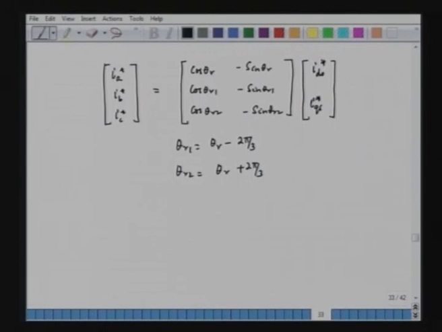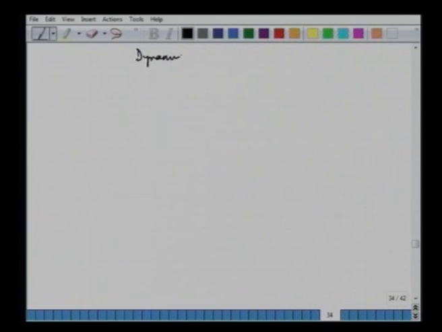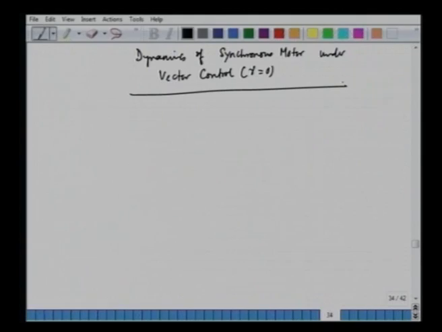We will just recapitulate the torque equation that we derived in the earlier few lectures of this course. So, the response or the dynamics of the synchronous motor under vector control, which means gamma equal to 0. We are always trying to model the synchronous machine in the rotor reference frame. It means our reference frame D and Q axes are housed on the rotor.